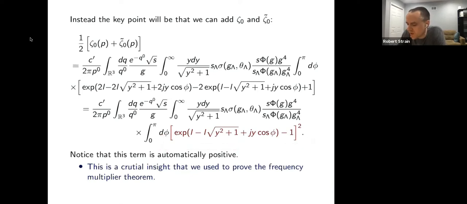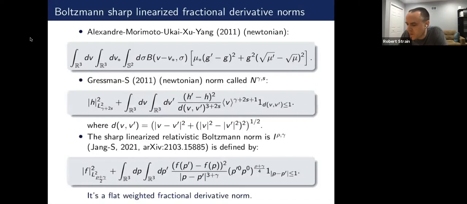So this is a crucial insight that we use to prove the frequency multiplier theorem, that eventually you can find a square in this big mess. And then 40 pages later, you can prove the theorem that I told you about, the sharp asymptotics. Okay, so now we can skip ahead. Now I'll tell you about the Boltzmann sharp linearized fractional derivative norms.